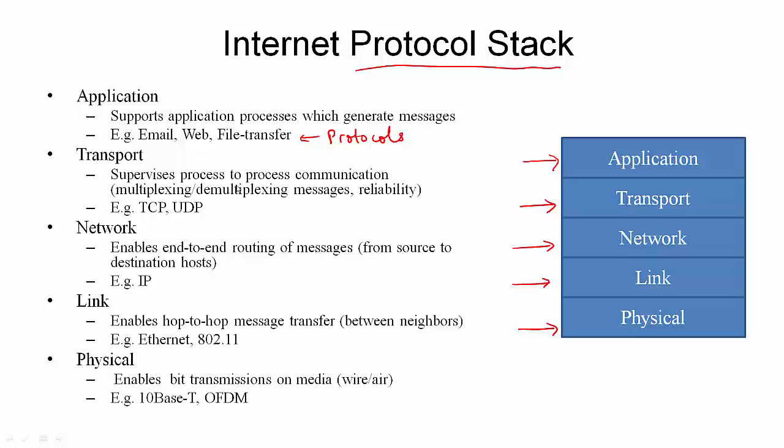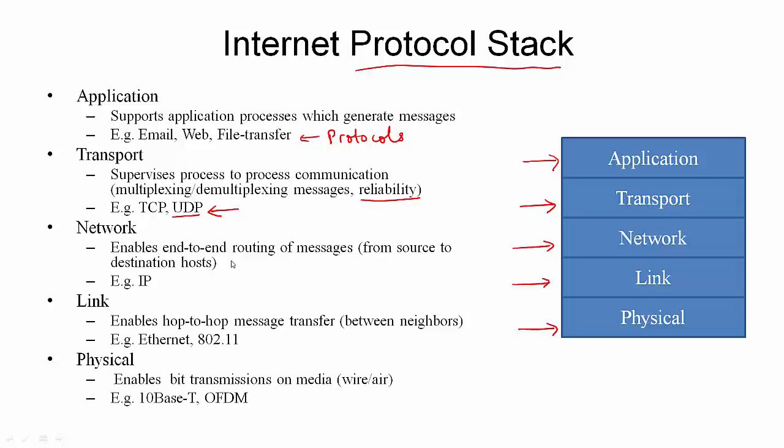Apart from this functionality, it can also provide reliability. So basically this layer supervises the process-to-process communication. Even here we have multiple protocols. Why multiple protocols? Basically it gives you a choice. For example, UDP does not support reliability. So if you don't want reliability for your applications, you can just use UDP. TCP on the other hand supports reliability.